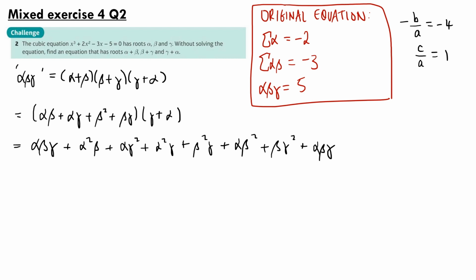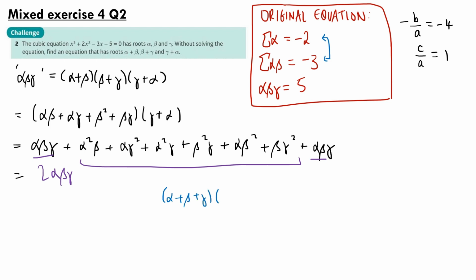So, first of all, I notice that we've got these two alpha beta gammas, and then this in the middle here. Now for this expression, I'm thinking we can use these top two from the original equation, and I'm thinking we might be able to multiply them together. So let's see what happens if we do that. Then we're going to have the sum of the alphas times the sum of the alpha betas. So alpha beta plus beta gamma plus gamma alpha.